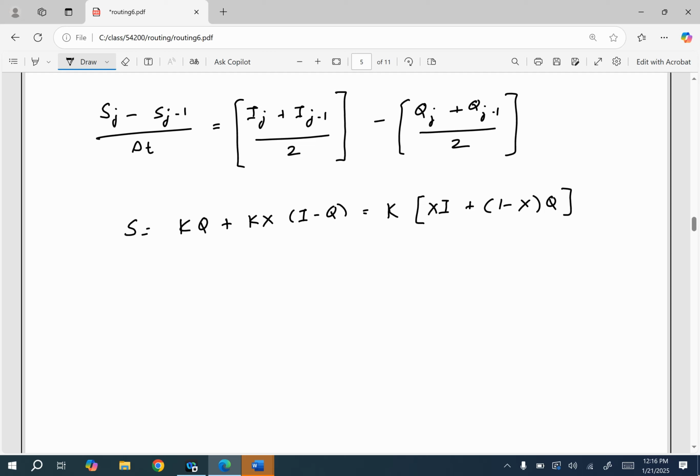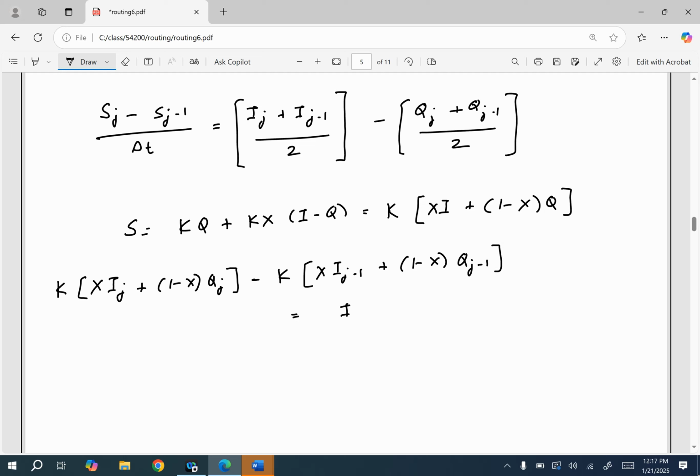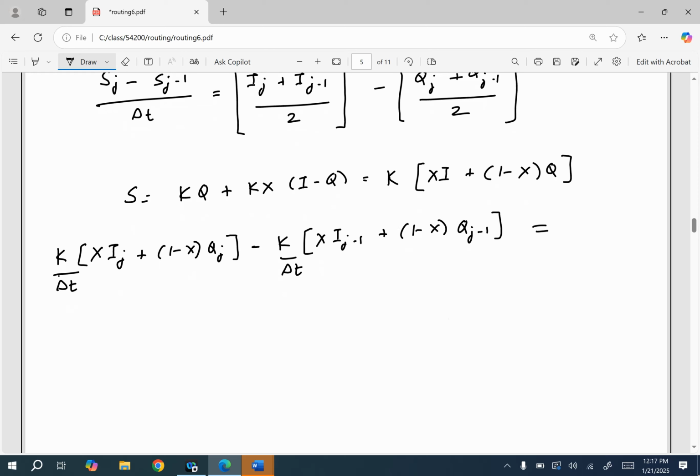So if I do that, what I have is K times (X Ij plus (1 minus X) Qj) minus K times (X Ij minus 1 plus (1 minus X) Qj minus 1), and then I need delta T over here, so this is going to be K over delta T, is equal to (Ij plus Ij minus 1) divided by 2 minus (Qj plus Qj minus 1) divided by 2.